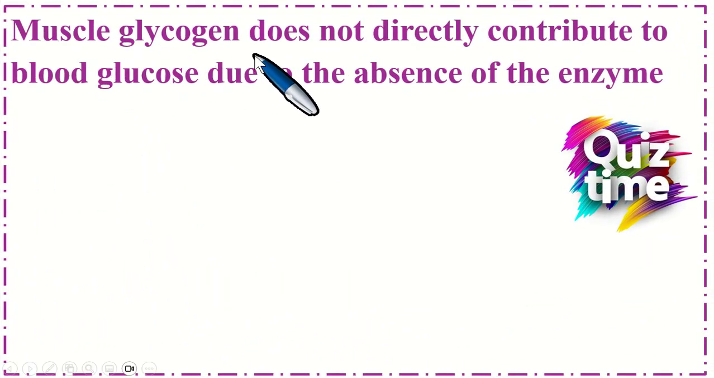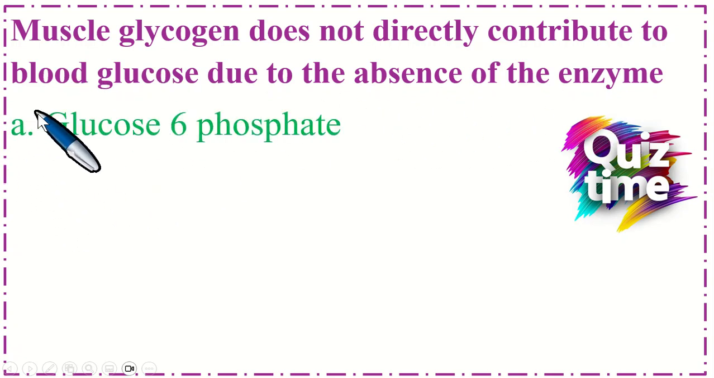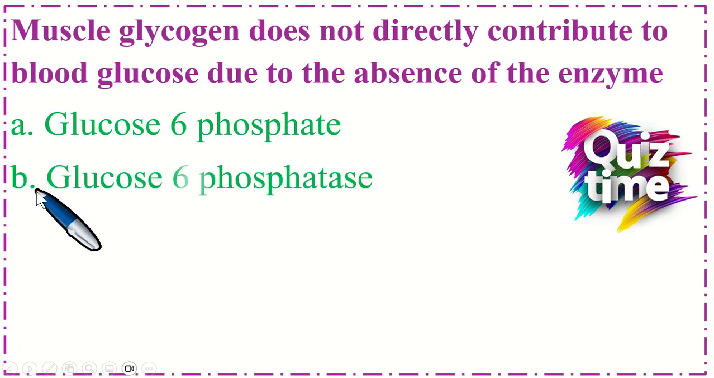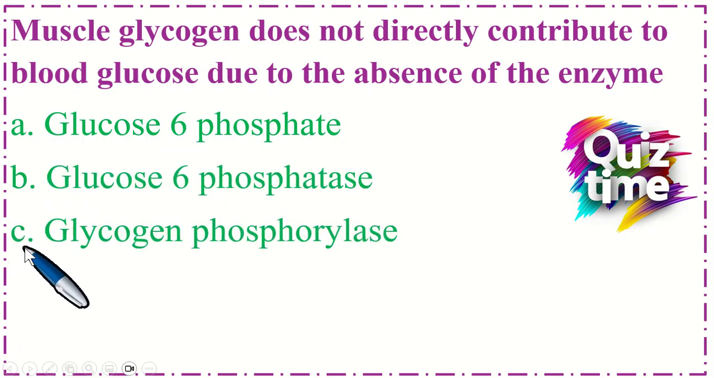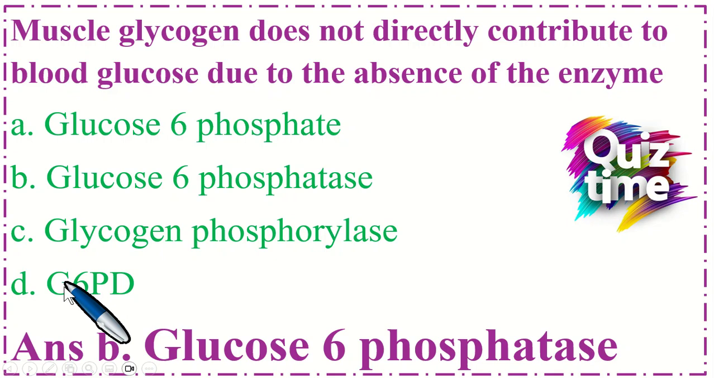Muscle glycogen does not directly contribute to blood glucose due to the absence of the enzyme. Option A glucose 6 phosphate, B glucose 6 phosphatase, C glycogen phosphorylase. Option D G6PD. Correct option is B glucose 6 phosphatase.